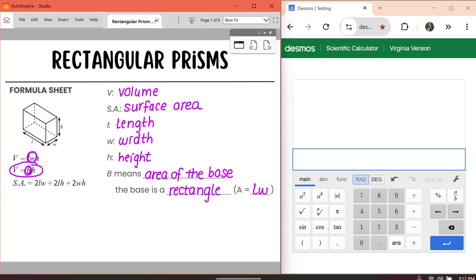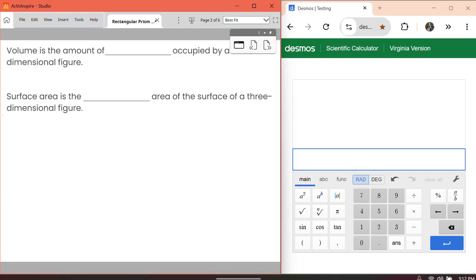Let's talk about what some of these things mean. And I think I already covered some of this because I was getting ahead of myself. But volume is the amount of space occupied by a three-dimensional figure. So how much space does this box take up? A lot of the times we talk about the inside of the shape. So how much can I fit inside of it? But it is how much space it takes up.